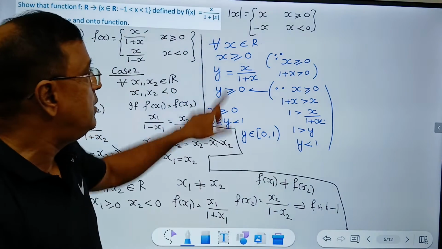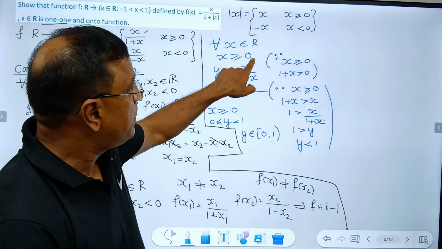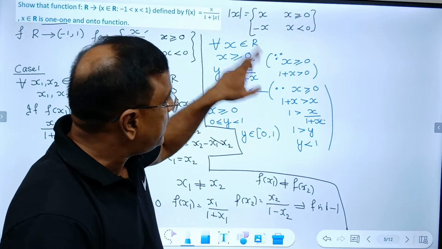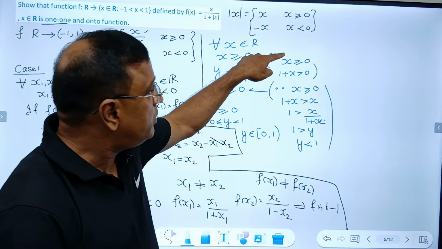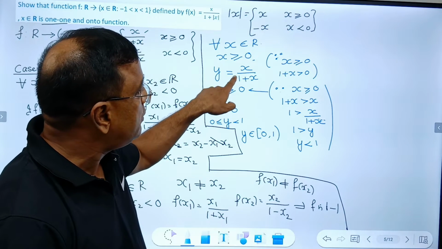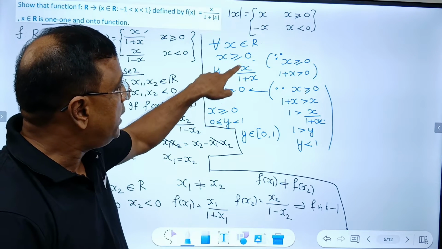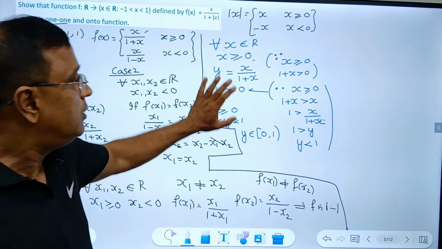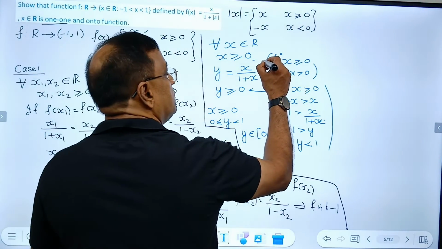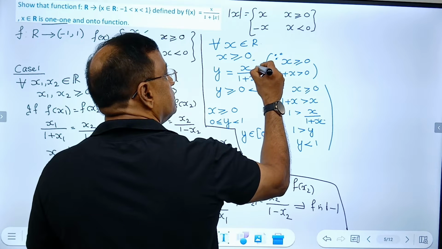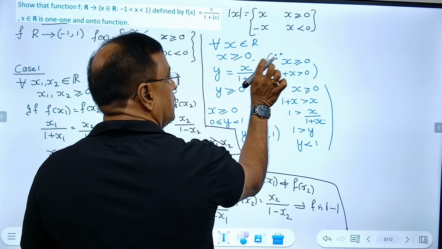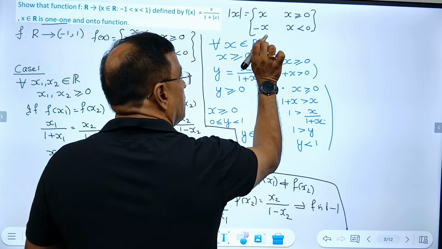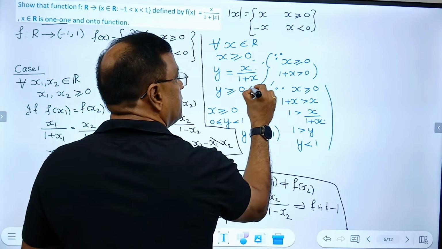Again I'll repeat. When x is positive, 1 plus x will be positive. So numerator is positive, denominator is positive, the fraction will be positive. So x by 1 plus x will be positive, so it's greater than or equal to 0. That clears this doubt. Okay, that is finished. This is the explanation.